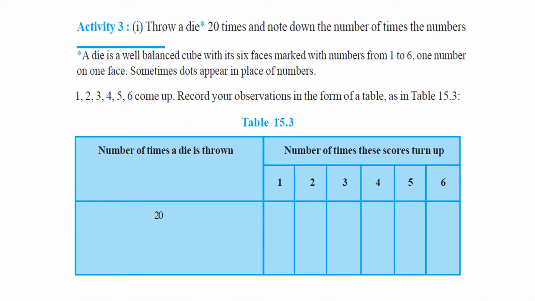If you do it for the die also, a die, as I said, is a cube having 6 faces. The faces will contain numbers from 1 to 6. So 1 to 6 can come up, and you can record the observation like this.